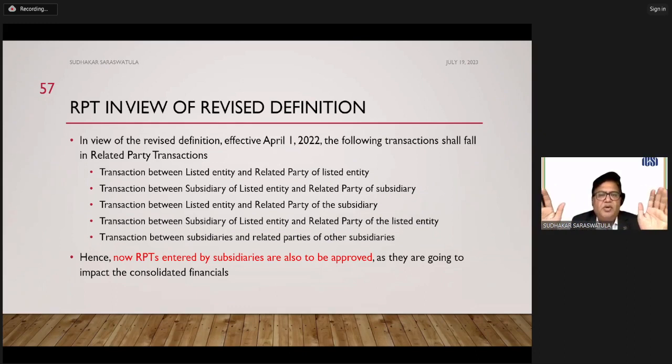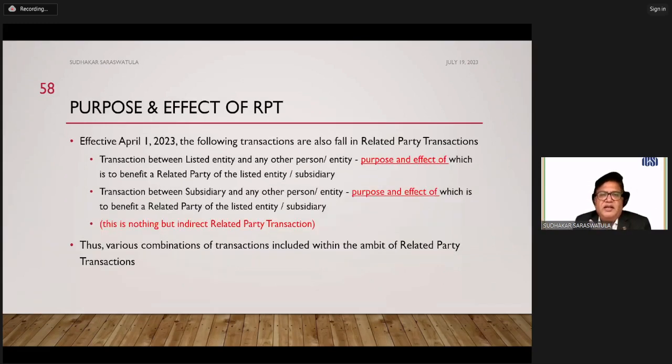Especially in the case of a big group of companies, they have to ensure that all these cross transactions and interrelated transactions are identified and captured properly, and compliances are ensured properly. Hence, RPTs entered into by subsidiaries are also to be approved, as they are going to impact the consolidated financials.